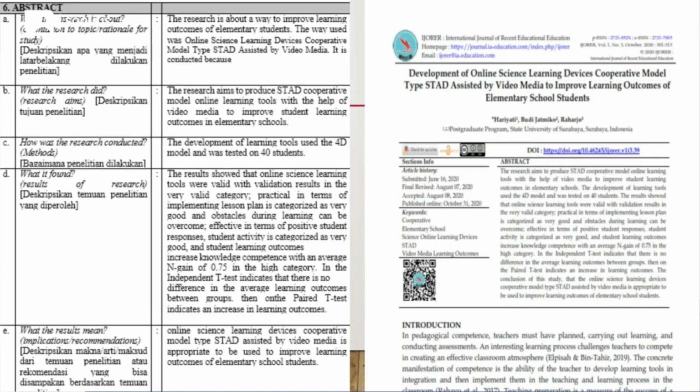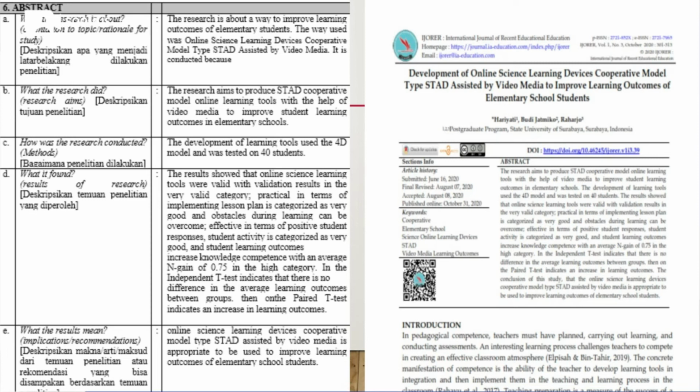Then this point B, what is the research did or the research aims? The research aims to produce the cooperative model online learning tools with the help of video media to improve students' learning outcomes in elementary school. So we can find it in the first sentence. How was the research conducted? Development of learning tools used by 4D model and tested on 40 students. So you can find here 40 students.